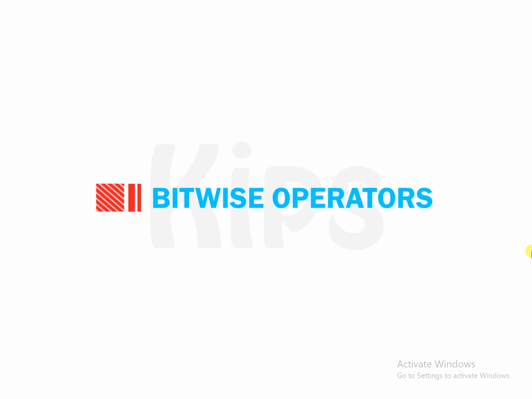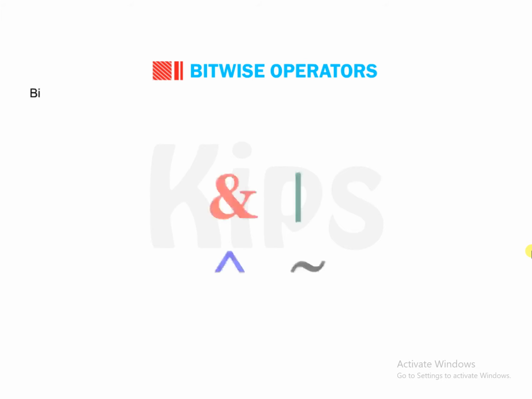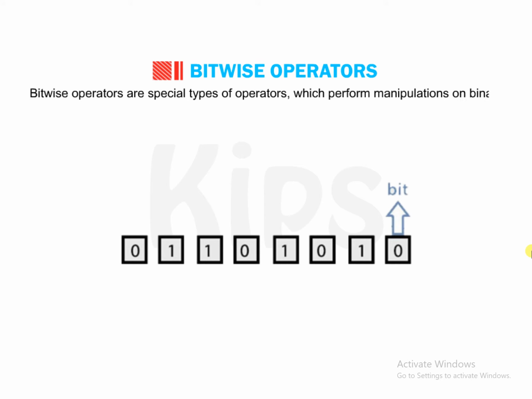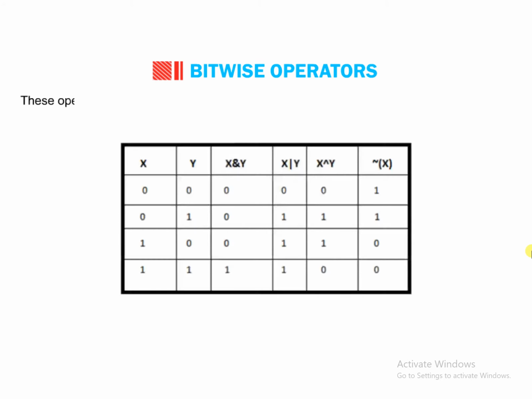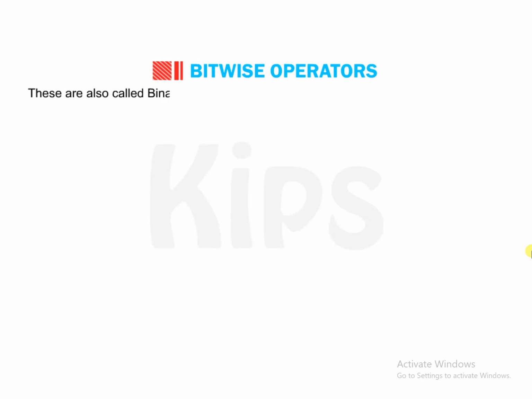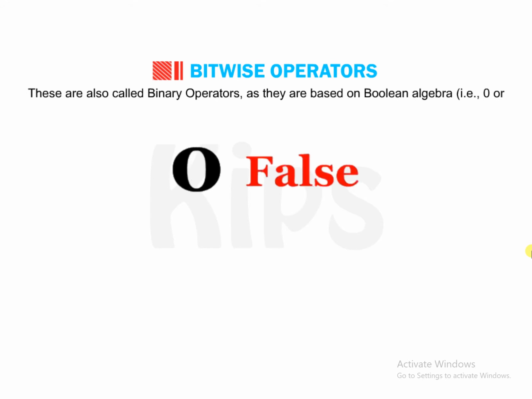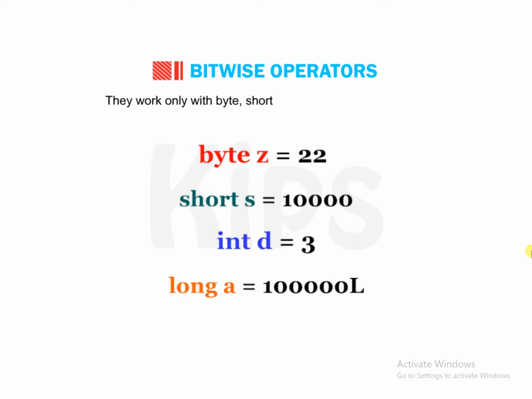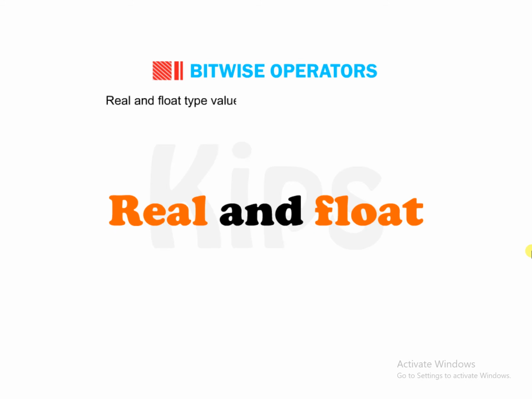Let us learn about bitwise operators. Bitwise operators are special types of operators which perform manipulations on binary data bits. These operators are used for addition, multiplication, shifting and negating the binary data. These are also called binary operators as they are based on Boolean algebra, that is 0 or 1, where 0 indicates false and 1 indicates true. They work only with byte, short, integer and long type operands. Real and float type values do not support bitwise operators.